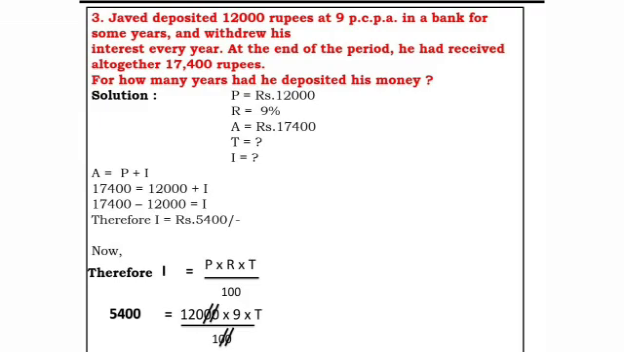Now when I is 5,400, you are going to find out the time. So I is equal to P into R into T upon 100. So 5,400 is equal to 12,000 into 9 into T upon 100.